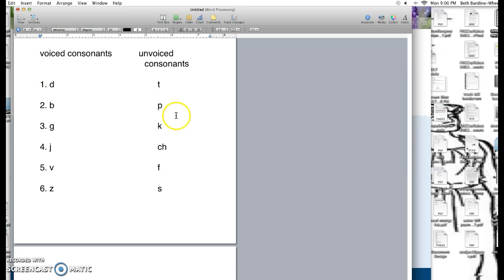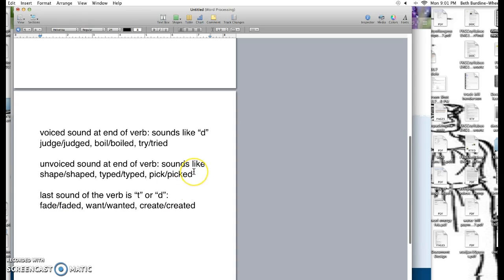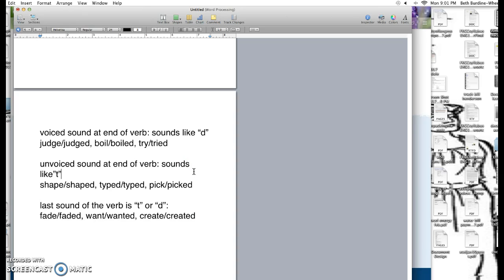Here are the unvoiced. This means there's not as much sound coming from your throat. Most of the sound of the letters being pronounced is coming from your mouth. So if I have a verb that ends with one of the unvoiced sounds, the ED is going to sound like a T.